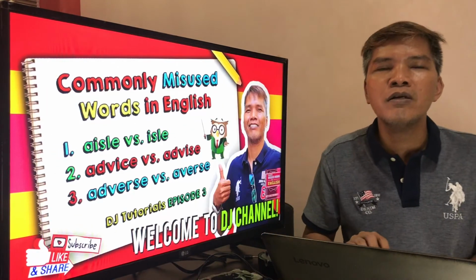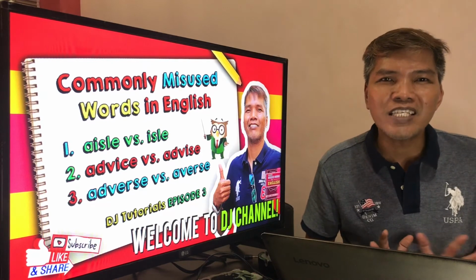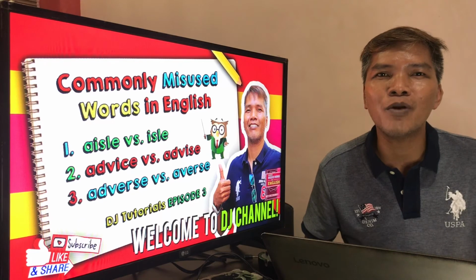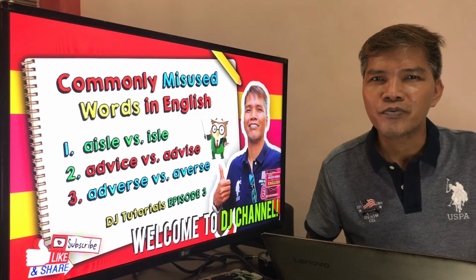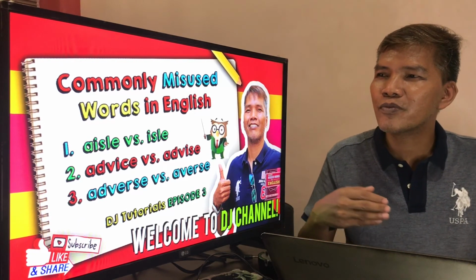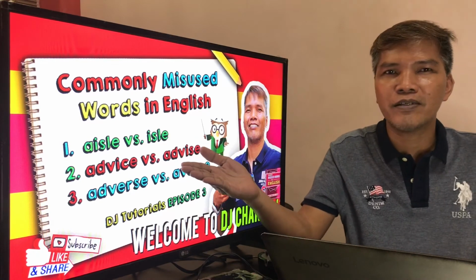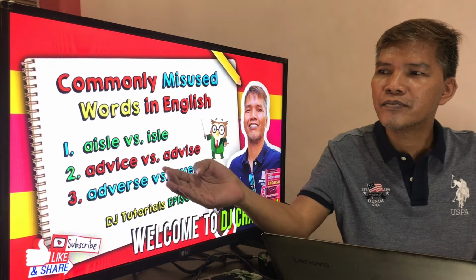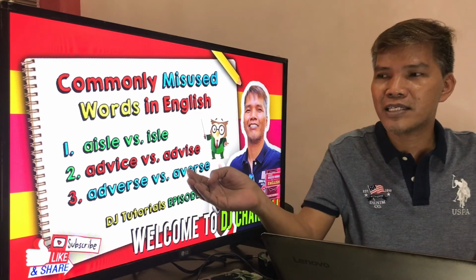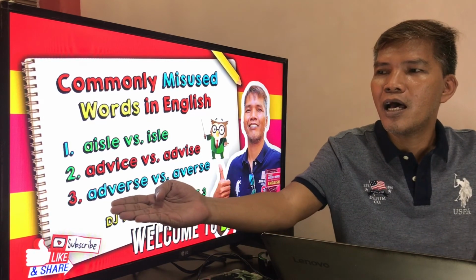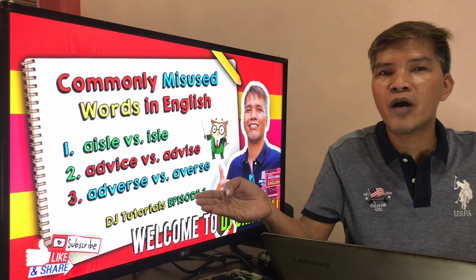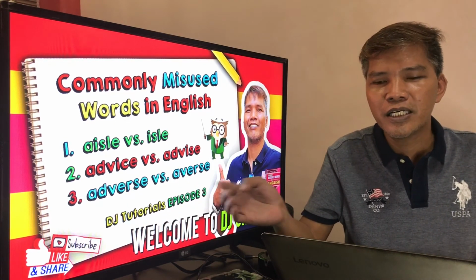Okay? So, that's all for today's episode. I hope that you have gained knowledge. You have learned again from our discussion. And for our next episode, we will discuss the following pairs of words: ill and eel, advice and advise, adverse and averse. And that is for our episode 3.